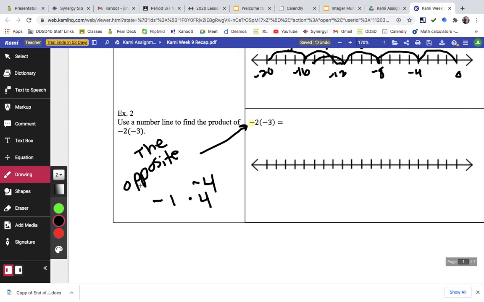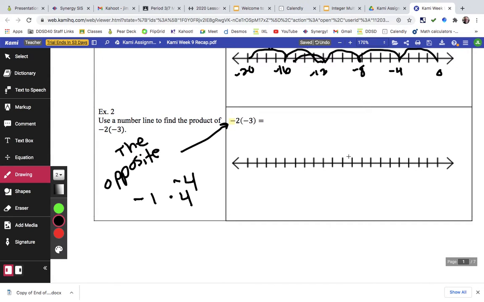So the opposite of 2 groups of negative 3. If I start here in the middle at 0, I'm going to make two groups of negative 3. There's one group of negative 3. There's a second group of negative 3, up to negative 6. So two groups of negative 3 is equal to negative 6.